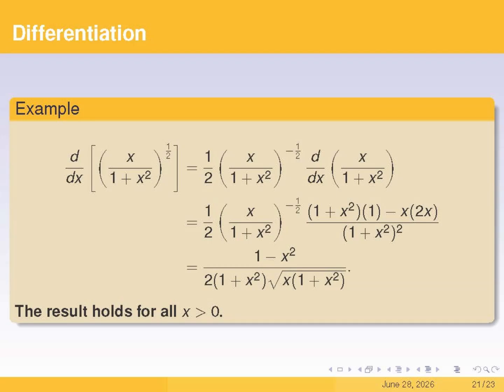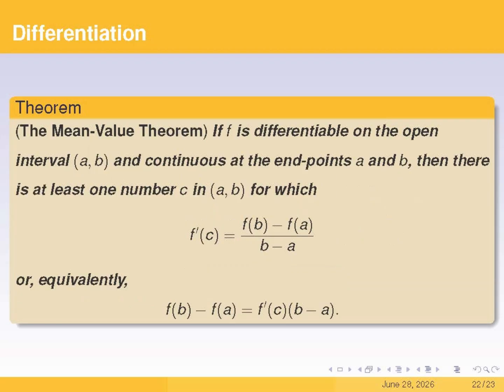Next, by applying the quotient rule, we can get the mathematical expression on the second line. After a simple algebraic manipulation, we arrive at the final answer on the third line. Here, we would also like to emphasize that x must be greater than 0. This screen describes the mean-value theorem for derivatives.